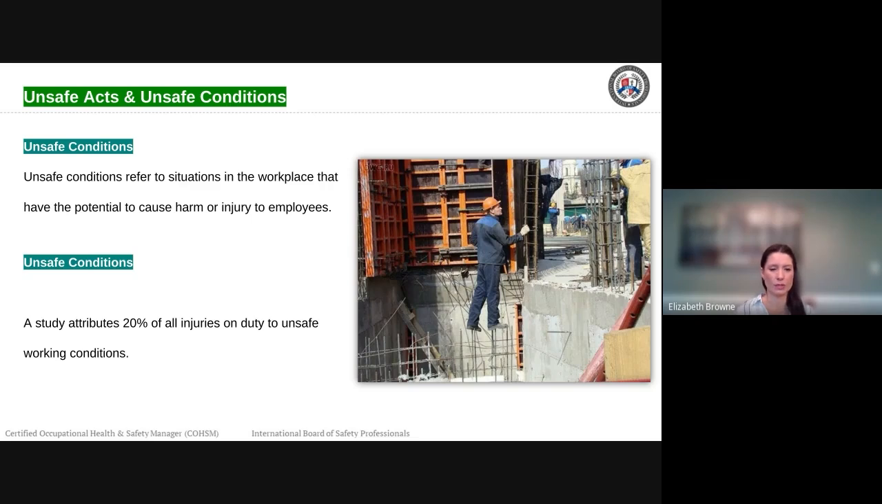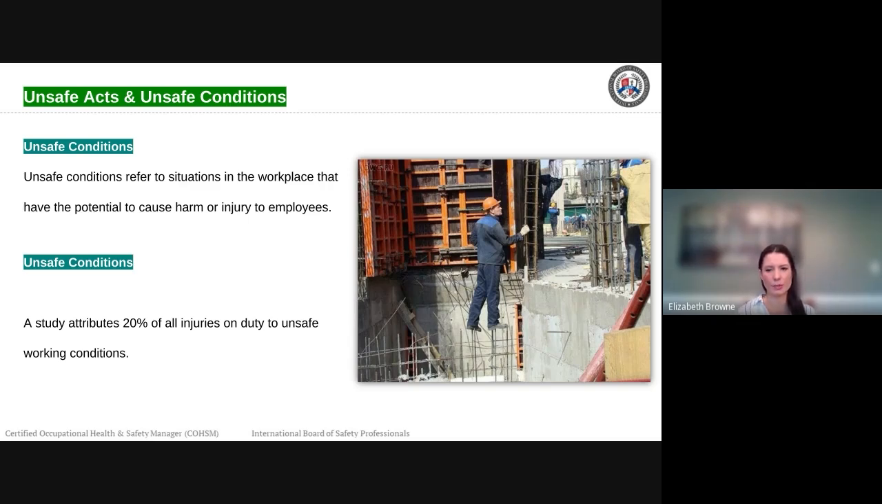The study attributes 20% of all injuries on the job to unsafe working conditions. Because as you can see here, we can have unsafe working conditions, and that certainly is a hazard, to have this kind of open-sided fall hazard with the rebar where it looks like maybe concrete's going to be poured, but it takes an unsafe act to then contribute to the accident occurring.